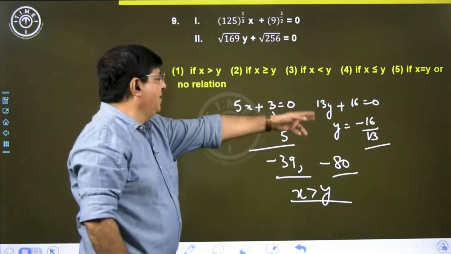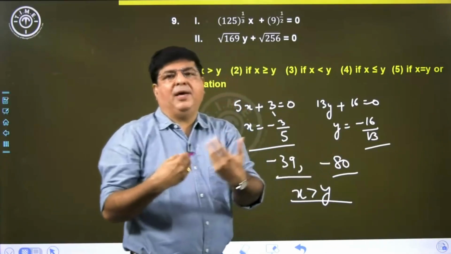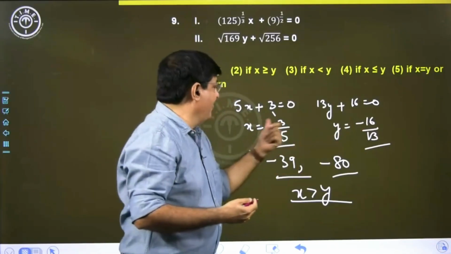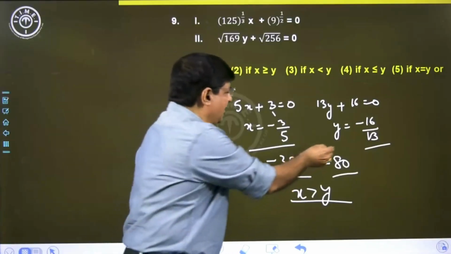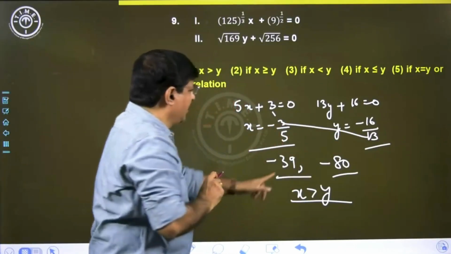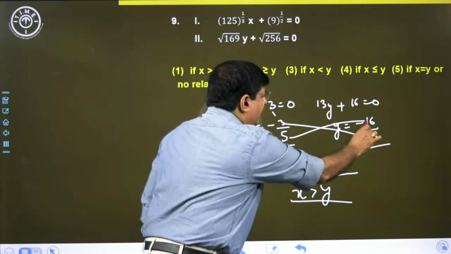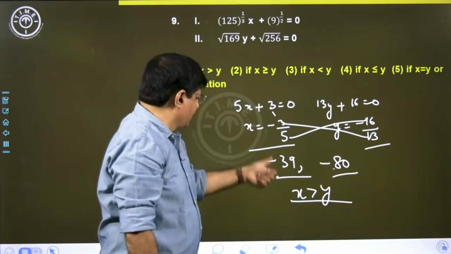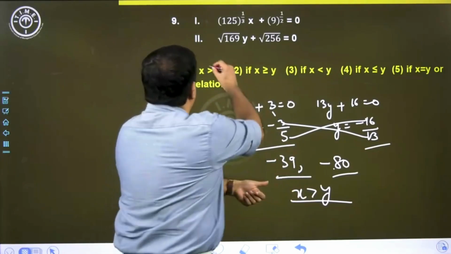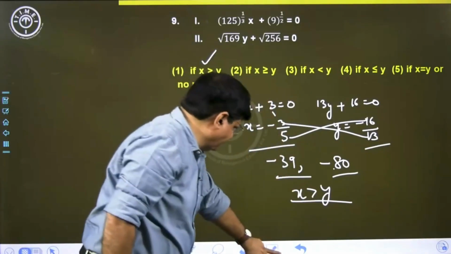You have a fraction, there could be a problem comparing. Along with the fraction, if you have a minus sign, your speed will slow down when you want to compare. So just bring this 13 here, make it 39 and take this 5 there, make it 16 5s 80, minus 39 minus 80. So x is greater than y, option 1.